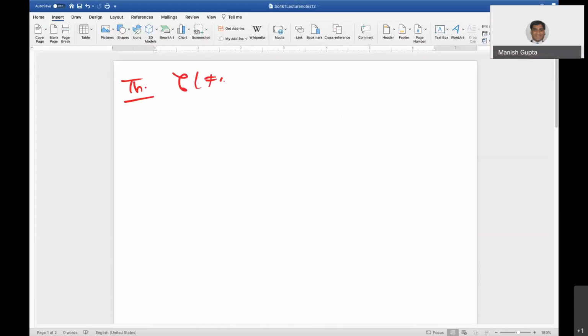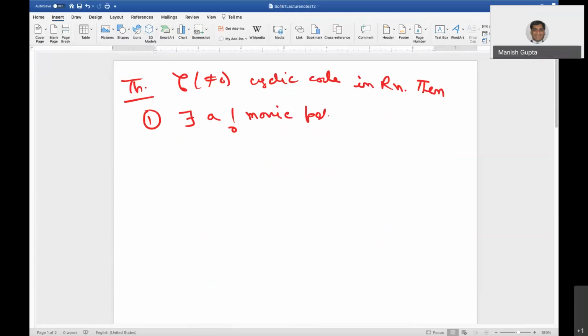C, of course I am taking a non-trivial one here, is a cyclic code in Rn. Suppose C is a cyclic code in Rn, then first property: there exists a unique monic polynomial g(x) of smallest degree in C.